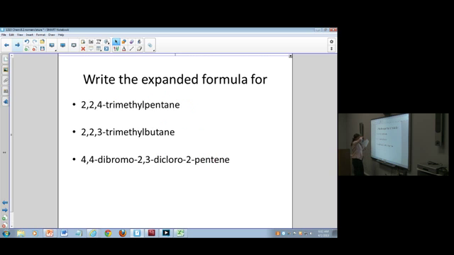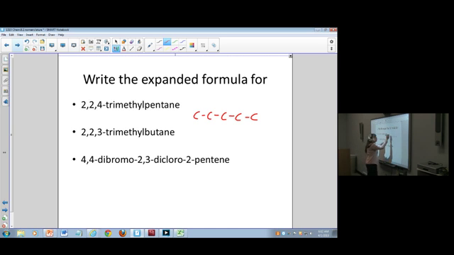Now, I want to write some formulas. Now I'm being given names. I want to figure out the formulas. So let's put 2,2,4-trimethylpentane together. So we need 1, 2, 3, 4, 5. Now you can practice turning these in space and turning them in different directions, but for right now, when you're starting to make these expanded formulas, just put in the backbone. Then you're going to come in and put in the substituents.